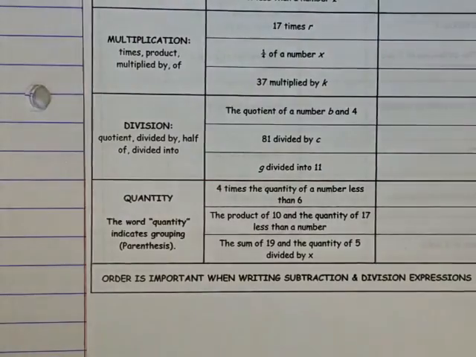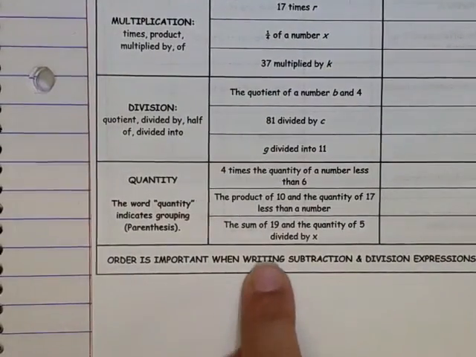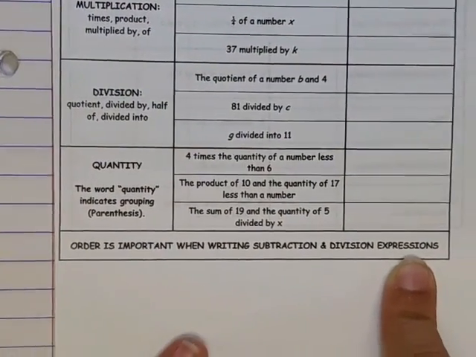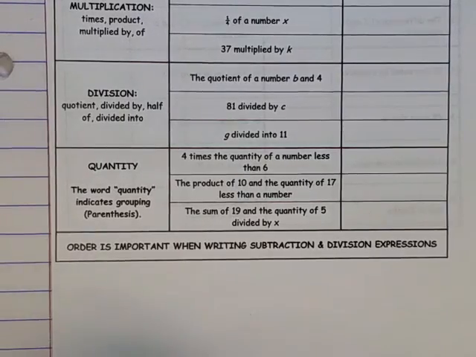And quantity just means that you're taking a number and multiplying a group together. Order is important when writing subtraction and division because, remember, addition and multiplication have the commutative property, so order doesn't really matter. But with subtraction and division, it does matter, so you have to really think of how you're going to order those when they give you the problem.